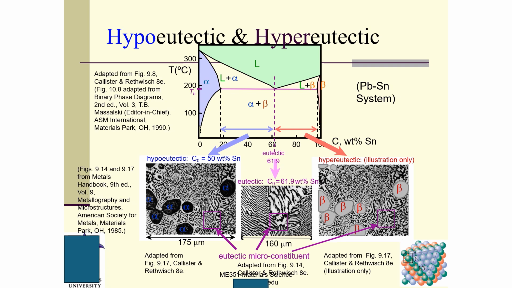And for the hypoeutectic, in addition to this beautiful lamella, we will have primary alpha here. Similarly, for the hypereutectic, in addition to this beautiful lamella, we have primary beta particles embedded, and this is the micrograph. You can see this is very beautiful. Right? So this is material science.